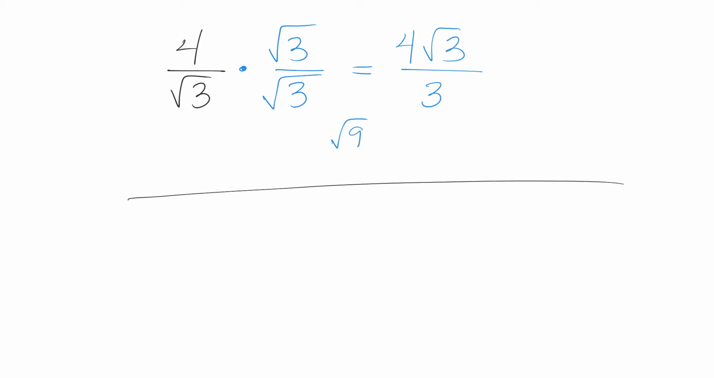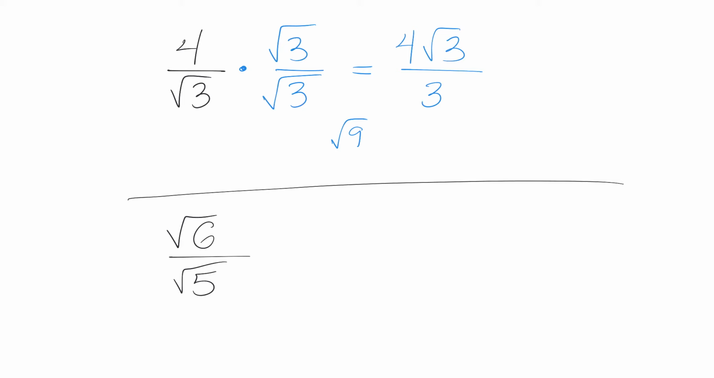All right, let's try one. I'll give you one to try. After I write it down, you're going to hit pause, work it out yourself, come back for the answer. All right, how about the square root of 6 over the square root of 5? Okay, try to rationalize this. Hit pause. I'll wait.